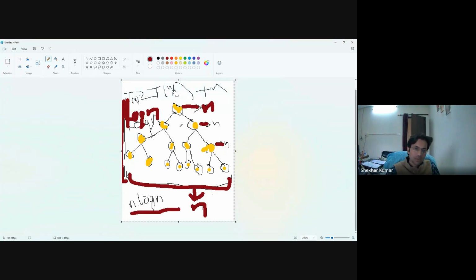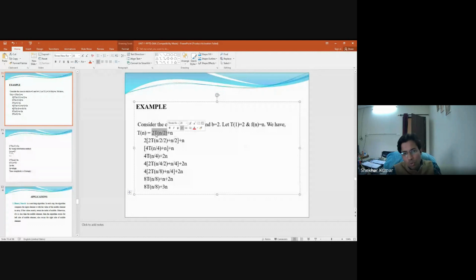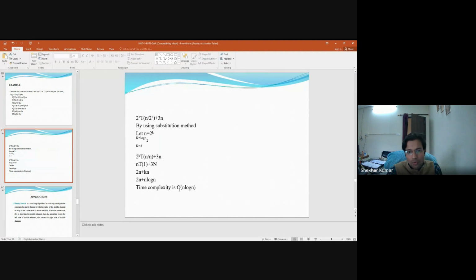Okay, and the recurrence relation will be T(n), that is also shown here. Here you can see that T(n) equal to 2T(n/2) plus n. Every time the main problem is divided into two equal halves, n by 2, n by 2. And every iteration takes n time. So total height will be log n, and the total time this problem will take will be order of n log n.